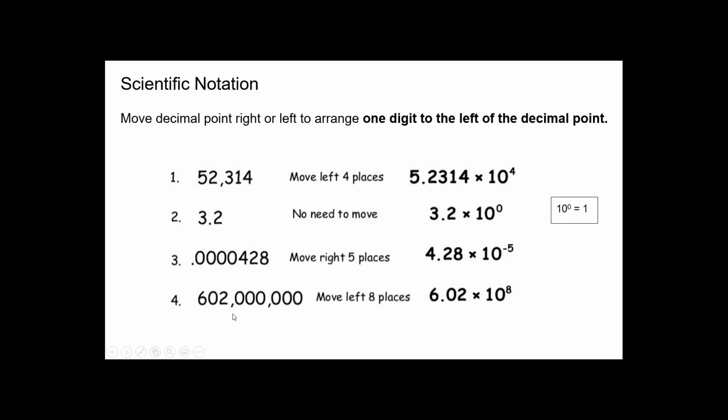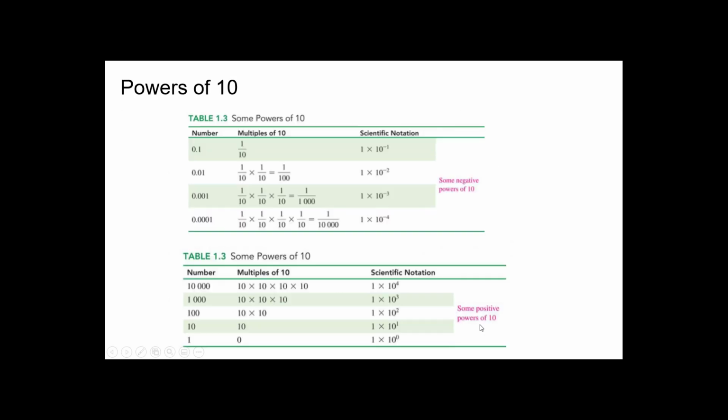And here we have a large number that is not less than 1, and we need to put the decimal point right here. So let's move it: 1, 2, 3, 4, 5, 6, 7, 8. We are moving it 8 places. We are dropping these zeros. They still are part of our answer, but we have moved them into the form of an exponent. And now it's 6.02 times 10 to the 8th power.